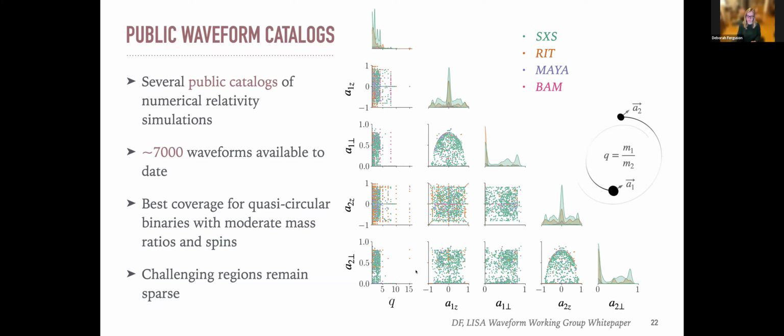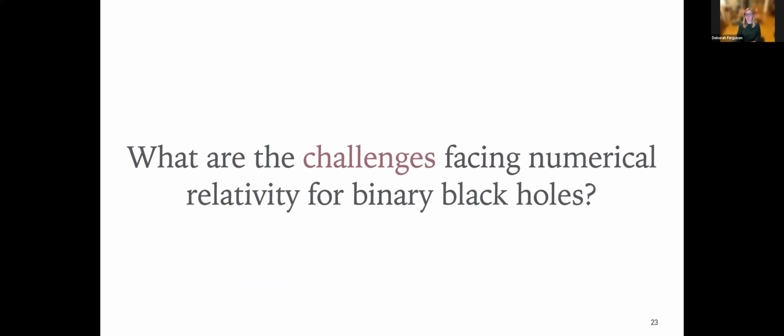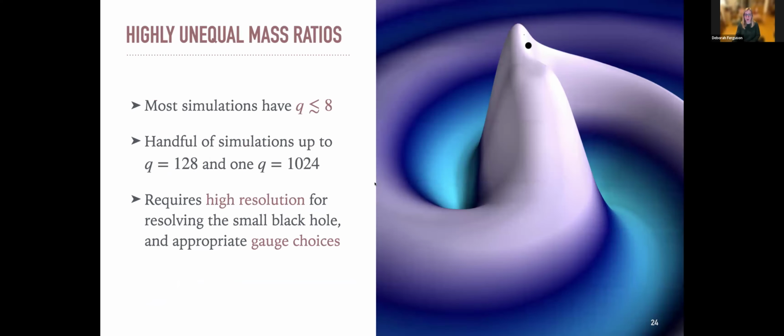But the most obvious and most striking thing here is that above mass ratio 4, things drop off very quickly. And that's because there are some challenging regions of parameter space that are hard to simulate and inefficient to simulate. So, what are these challenges? What are the challenges that numerical relativity is currently facing? Well, highly unequal mass ratios. Here I'm a little more generous and I say most simulations have mass ratio less than or equal to 8.